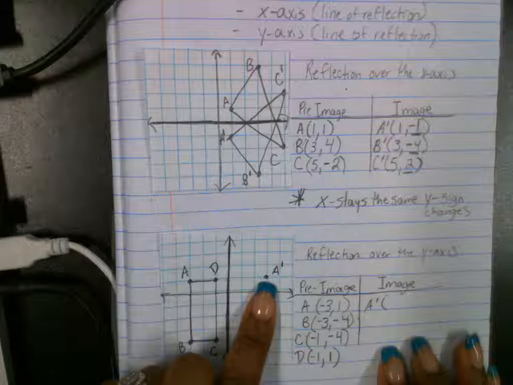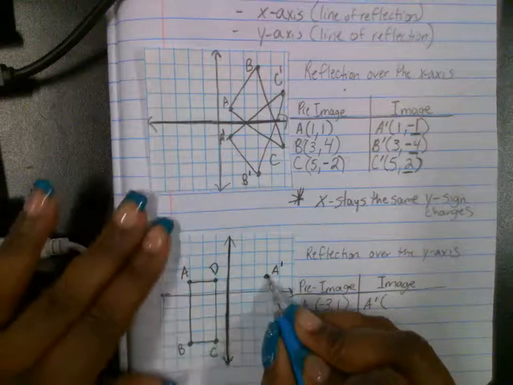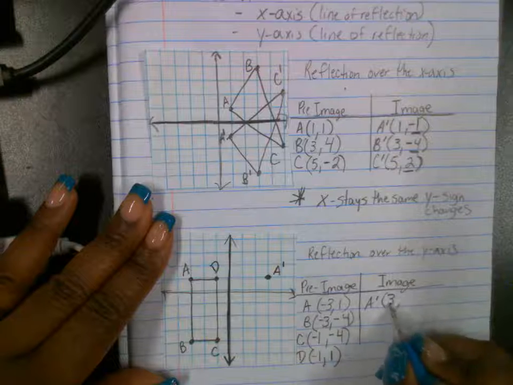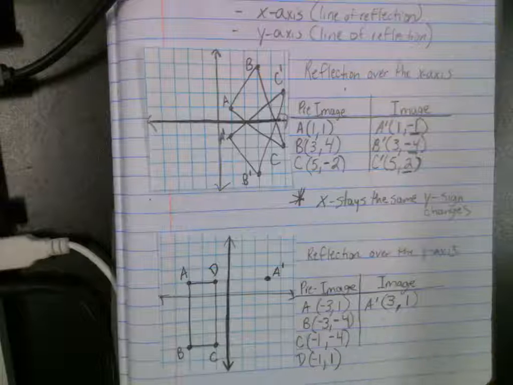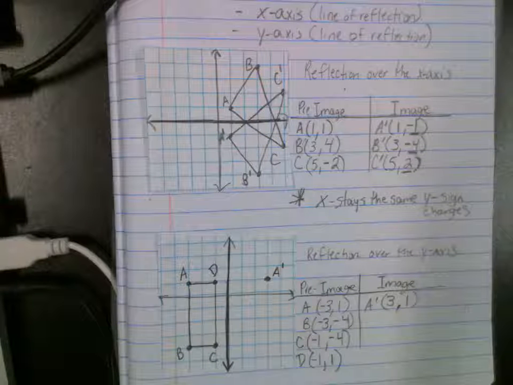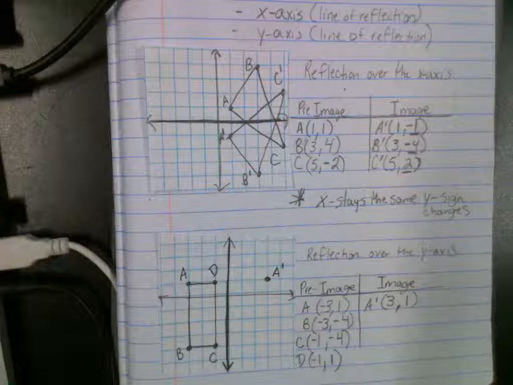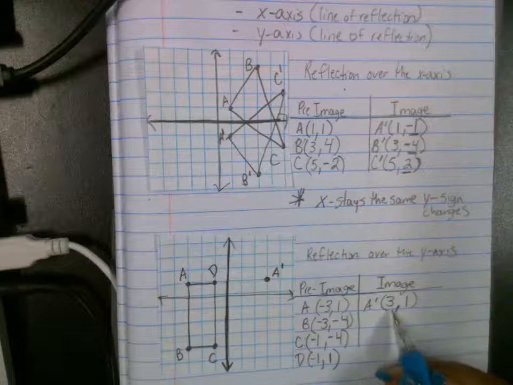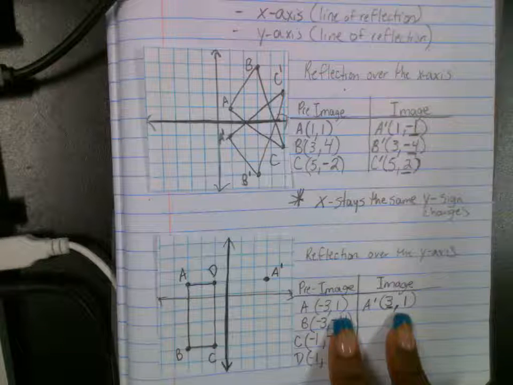What's the ordered pair for A prime? +3 comma +1. You went over to the right 3 and up 1. What's the difference between these two ordered pairs? Very good. The x coordinate changes. The y coordinate stays the same.